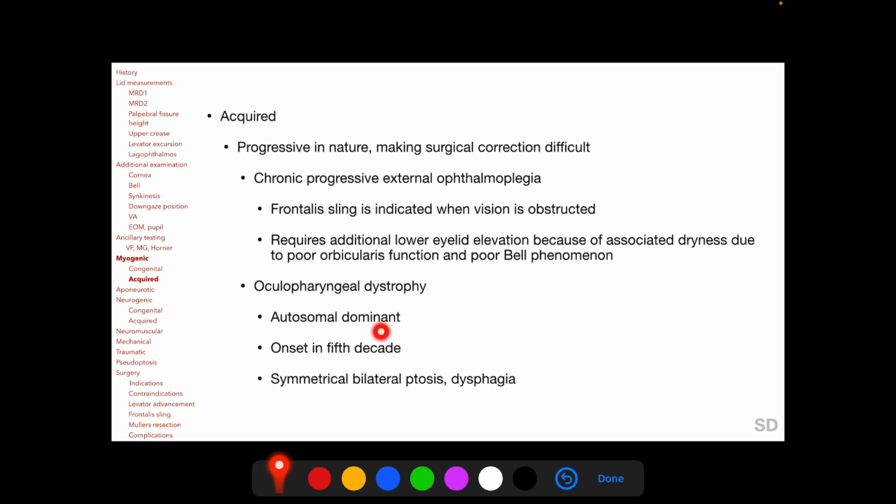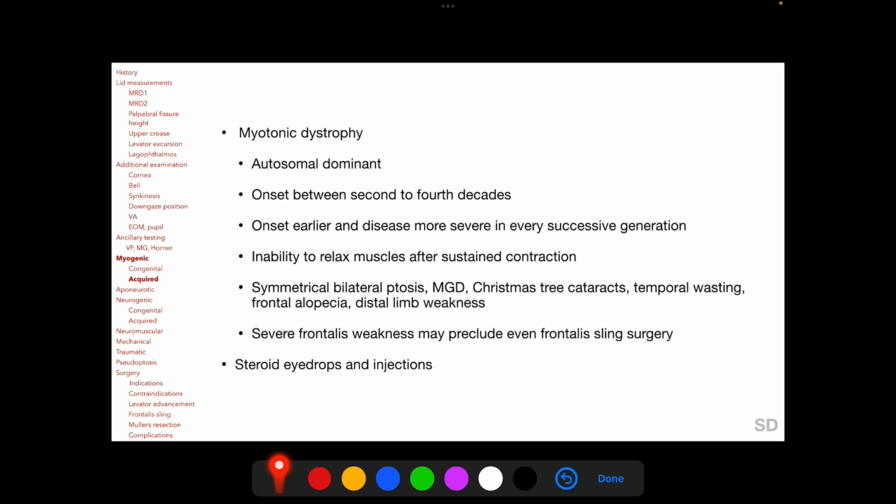Oculopharyngeal dystrophy is an autosomal dominant entity with an onset usually in the 5th decade and presenting with symmetrical bilateral ptosis and dysphagia. Notably, the extraocular muscles are not affected. Myotonic dystrophy is also an autosomal dominant disorder with an onset between the 2nd to 4th decades. Being a trinucleotide sequence repeat disorder, the onset is earlier and the disease is more severe in every successive generation. And myotonic dystrophy is characterized by an inability to relax muscles after sustained contraction.